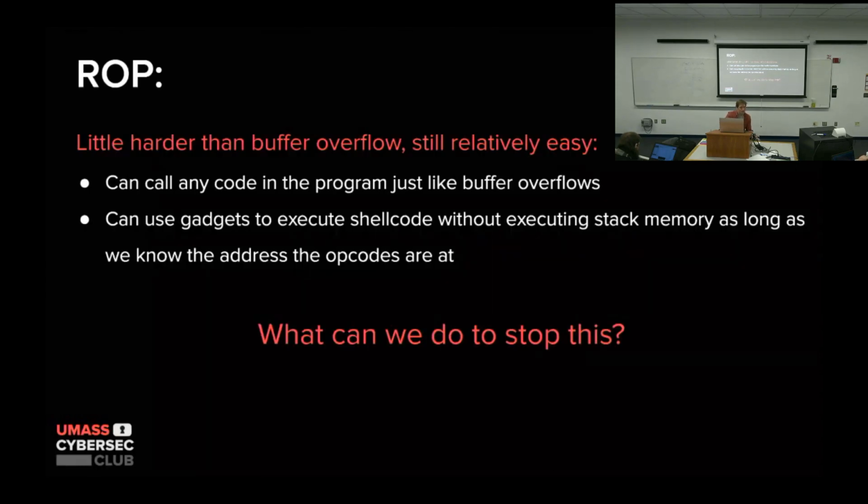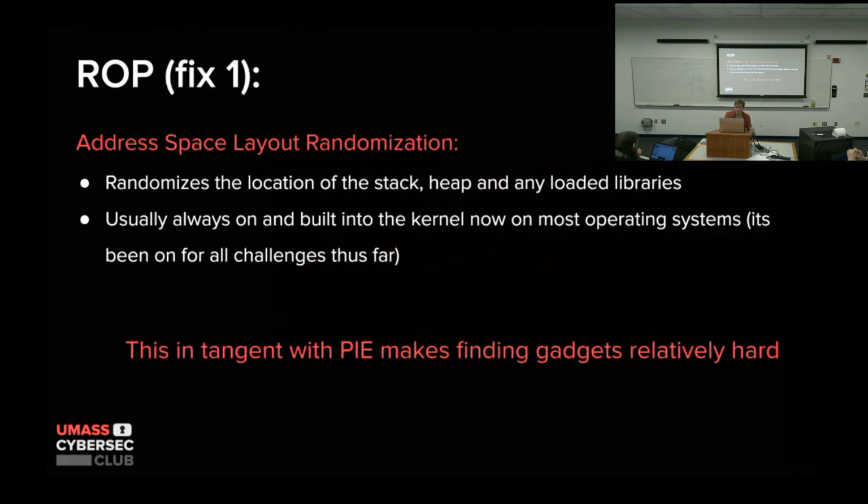ROP is technically a little harder than buffer overflow, but it's actually usually easier to execute if mitigations are off. Buffer overflows, you need pointers to buffers. ROP you don't, right? So it takes less memory leaks. What can we do to stop this step?